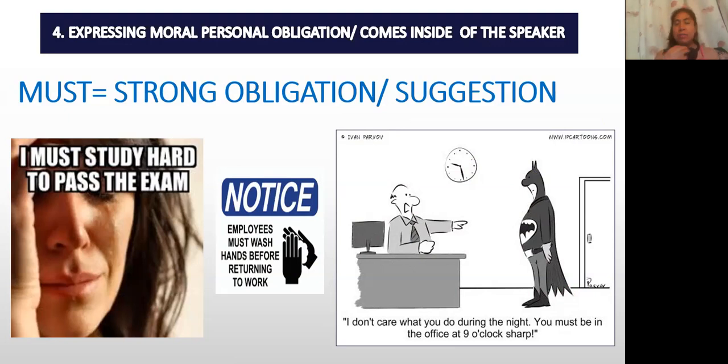Look at my example. The first is my moral and strong obligation. I decide that it is necessary, and I say, I must study very hard to pass my English exam. This is a decision that comes from inside, my conscience. Okay? And when it is a strong suggestion, look at the example. I don't care what you do during the night. You must be in the office at 9 o'clock sharp. In this case, it's a strong suggestion. The boss is saying that Batman has to be there on time for work.